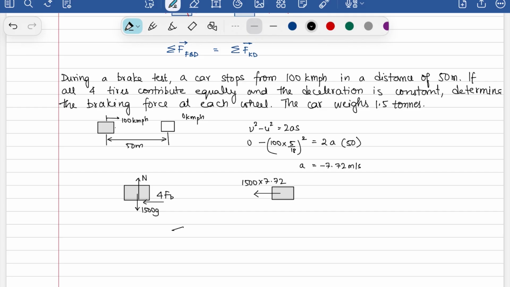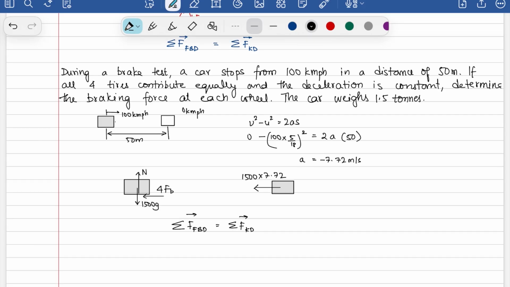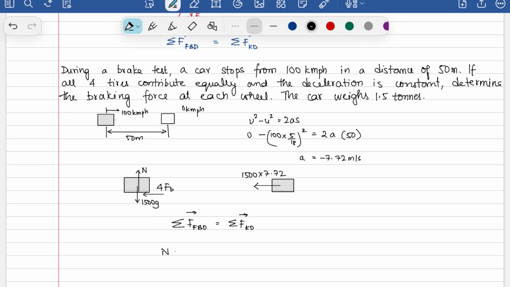So what I'm saying now is that the sum of forces in the free body diagram is equal to the sum of forces in the kinetic diagram. These are all vectors. So if I were to write it, you would have N minus 1,500 g along the j hat direction, minus 4 FB along the i hat direction, is equal to minus 1,500 times 7.72 i hat.